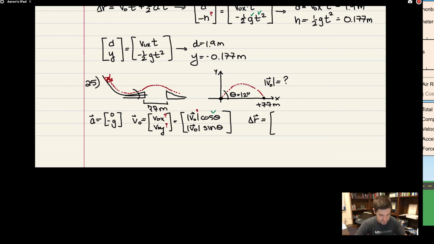And then, do I know anything about displacement? I do in this case. I start at the origin and I end at 77 meters. So I'm going to call that d, because I prefer symbols. So the displacement in the horizontal direction is d minus 0, or plus 77 meters. For the vertical component, I launch from a given height and I end back up at the same height. So whatever that height is, it's the same. The difference, therefore, is 0. There's no overall change in my vertical position from launch to landing.